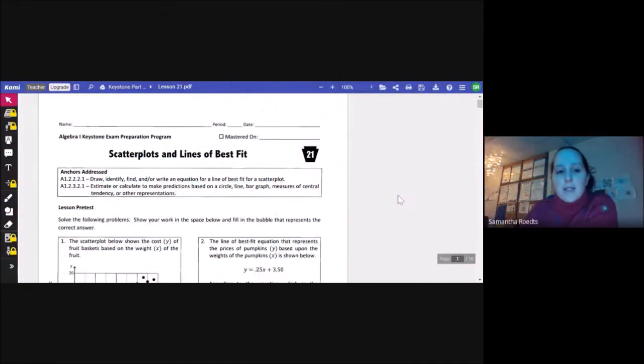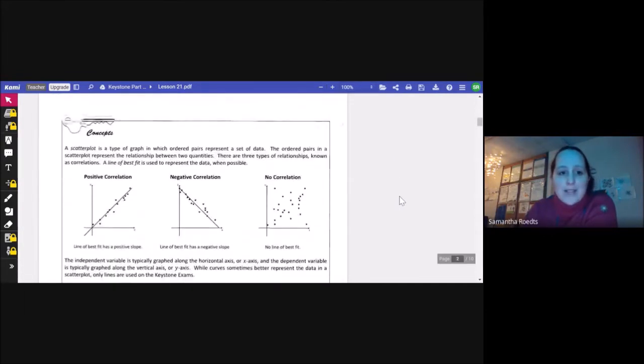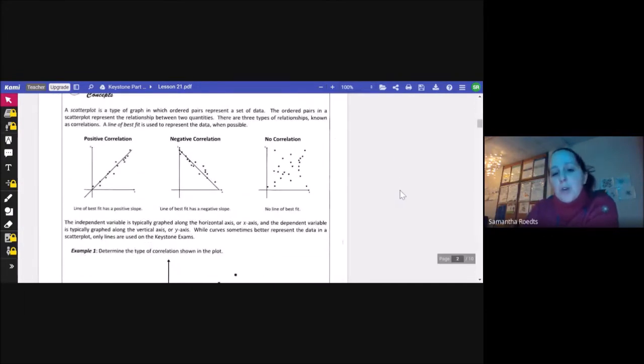All right, this is lesson 21, Scatterplots and Lines of Best Fit. So a scatterplot is a type of graph in which ordered pairs represent a set of data. The ordered pairs in a scatterplot represent the relationship between two quantities. There are three types of relationships known as correlations. A line of best fit is used to represent the data when possible.